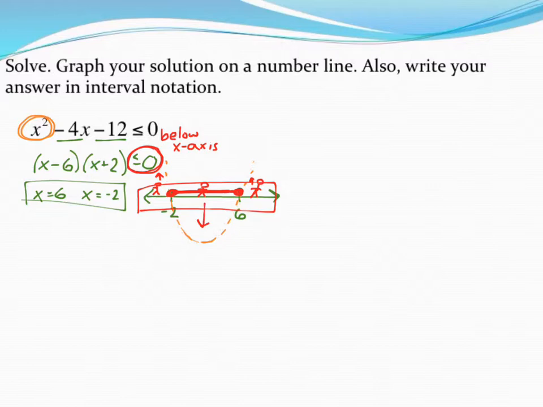If I want to write my answer in interval notation, I can go ahead and do that. The smallest number on this interval is negative 2. And because I'm allowed to be equal to negative 2, I can use a bracket. The interval goes all the way to positive 6. And once again, I can be equal to positive 6. So there's my answer in interval notation for where this parabola is less than or equal to 0.